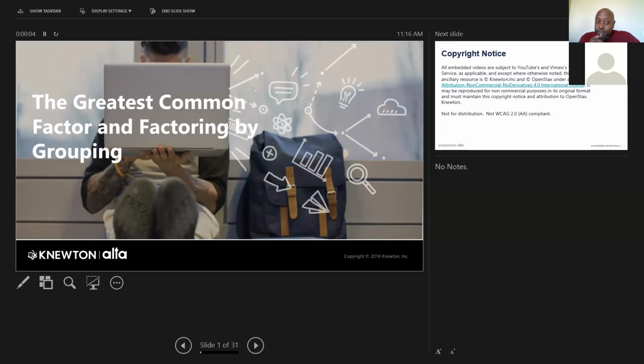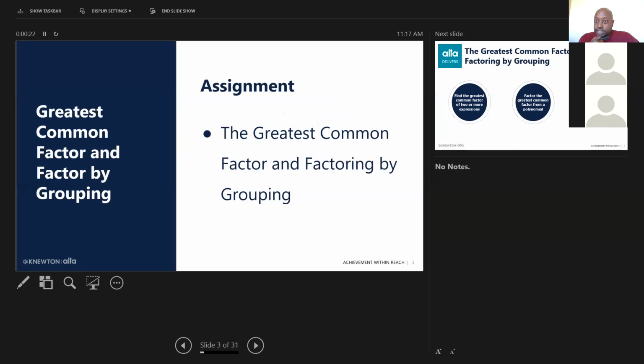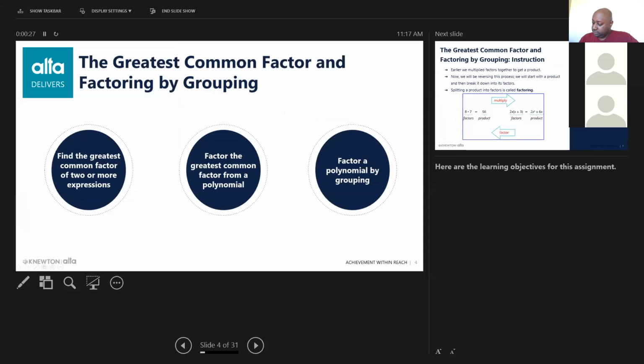Okay, here we go again. What do you see now, Hafsa? The greatest common factor in factoring by grouping, and then on the right side I see the copyright notice, right there. Okay. To the left, do you still see the copyright notice? Yep. To the left, you see assignment? I see it. Okay. Thanks, Zay. Thank you all.